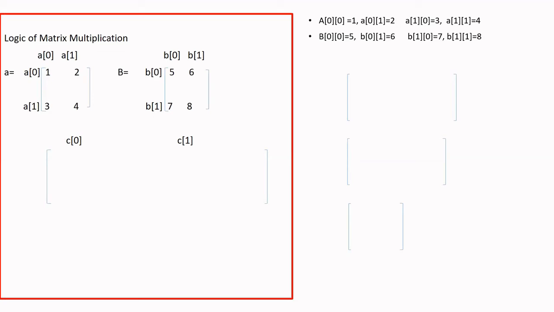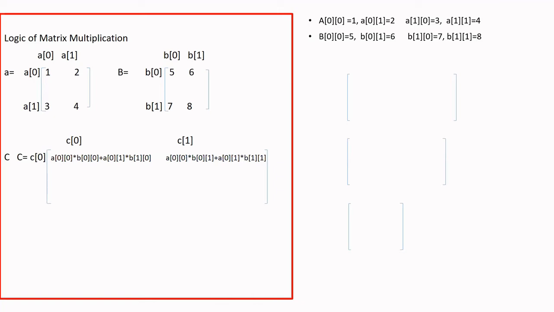Next, how to calculate the multiplication with respect to two matrices. First row and first column of the second matrix means the first row of the first matrix is multiplied by the first column of the second matrix. That is A of 0, 0 multiplied by B of 0, 0, which is 5. Next, again A first row, first column, that is 2 multiplied by 7.